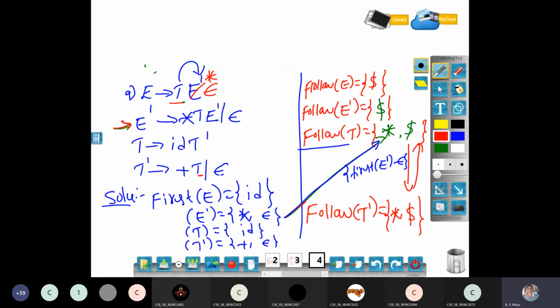Again, E dash has epsilon. Epsilon is for empty, right? Nothing should be there. Then what to do? Follow of T. I have epsilon, but I can't take epsilon into the production. What to do? In that case, you have to go to the head of the production and take the follow set. You have to visit follow of E. Follow of E is dollar. Just copy that.